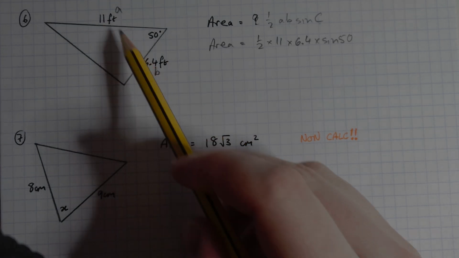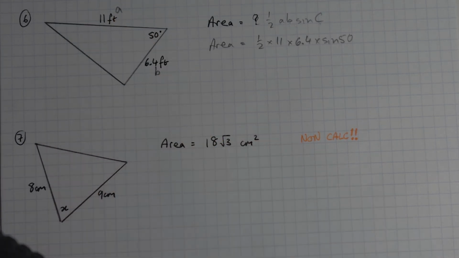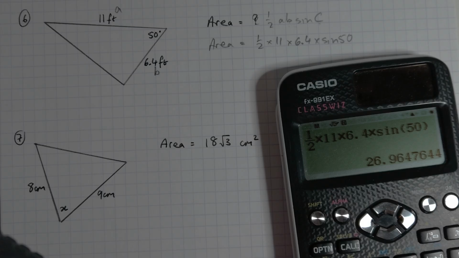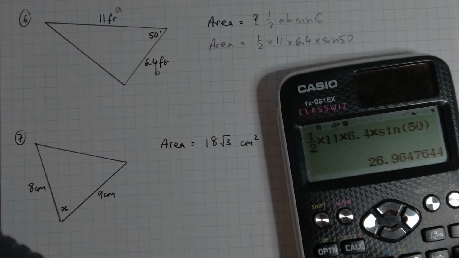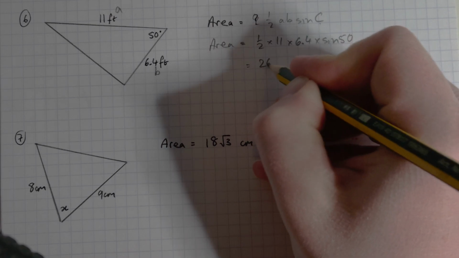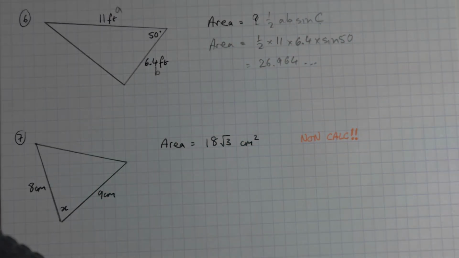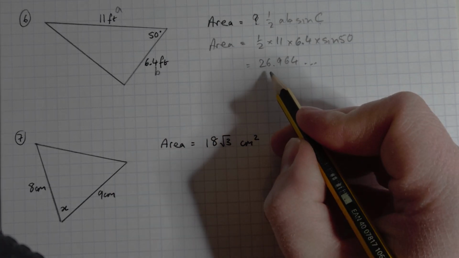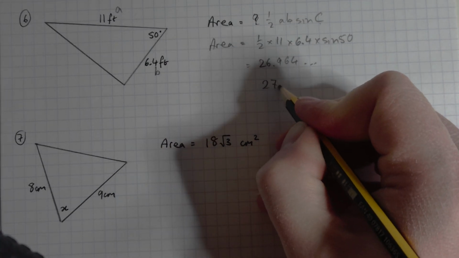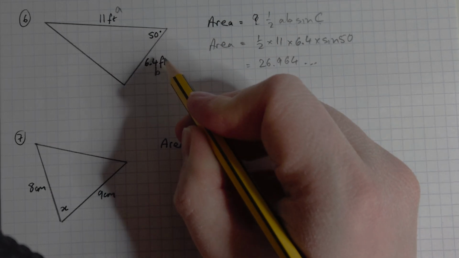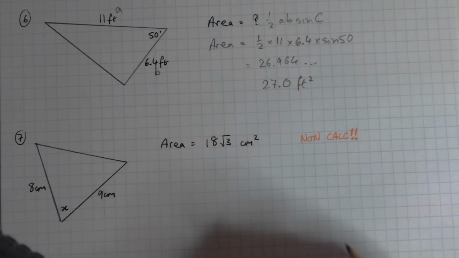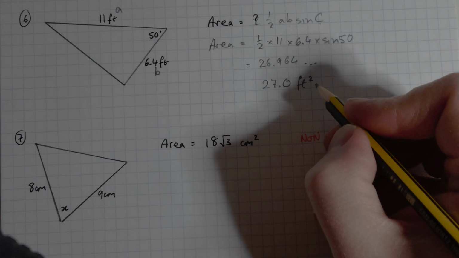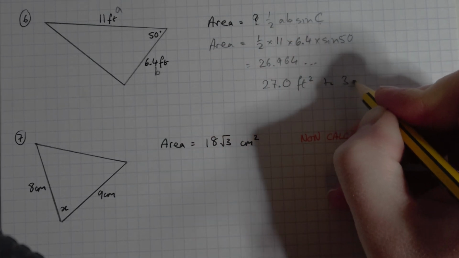You're welcome to get the A and the B the other way around if you like, but that would have to be your C. So that's what it looks like. I now type that in the calculator, which gives me this result here, and that's just the answer. So 26.964... that tells me that the area is 27.0 feet squared. Slightly odd units here, but I wanted to mix it up a bit. Square feet to 3 significant figures.